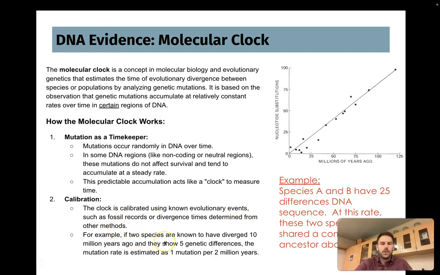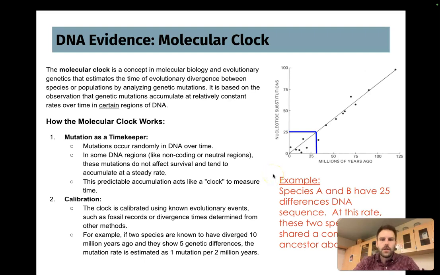So for example, if two species, like we know from the fossil record, their common ancestor was 10 million years ago, we look at their genetic differences, there's 5, well then we could estimate that there's 1 mutation per 2 million years. So same thing over here, let's say we have 25 differences in this area of the DNA, we can predict that they shared a common ancestor 30 million years ago. Now, this molecular clock is not the exact same for every single gene. It depends on the different coding regions, right? So it's not a universal rate, but if we dive more into specific regions, we could figure out what that rate is and apply it to figure out when species diverged.